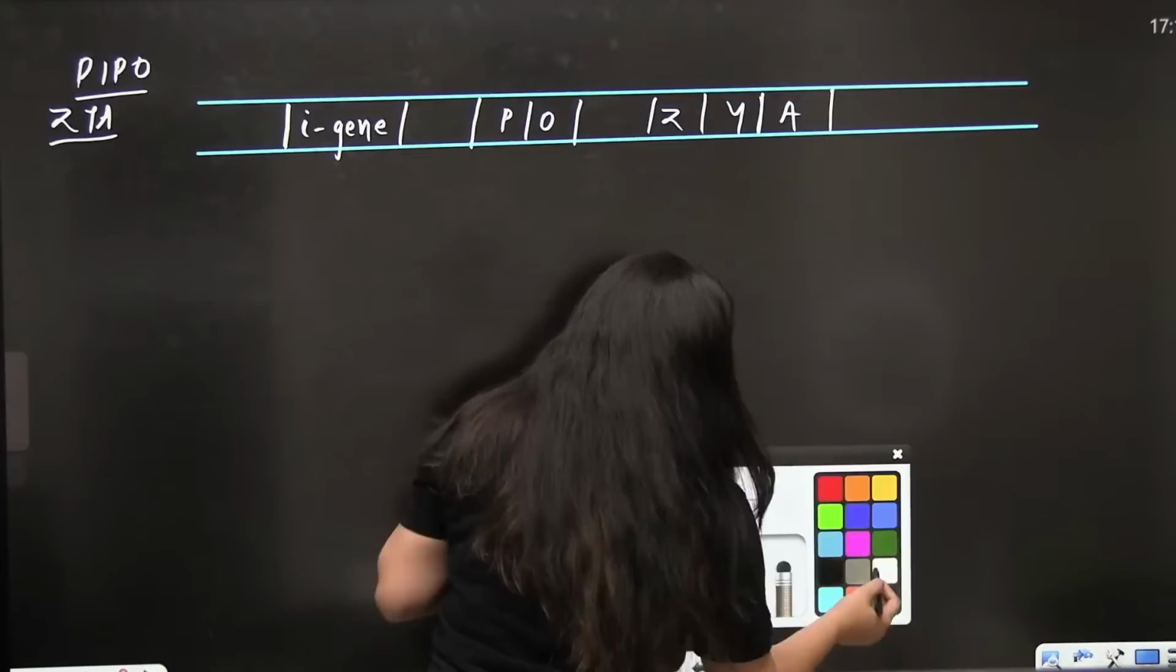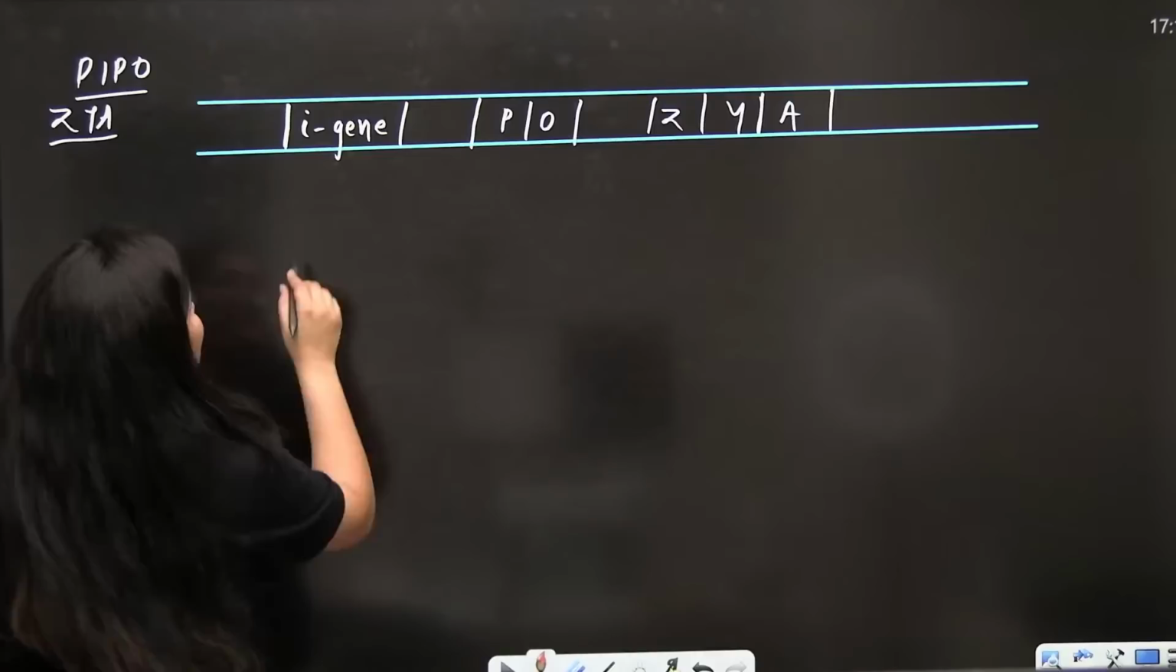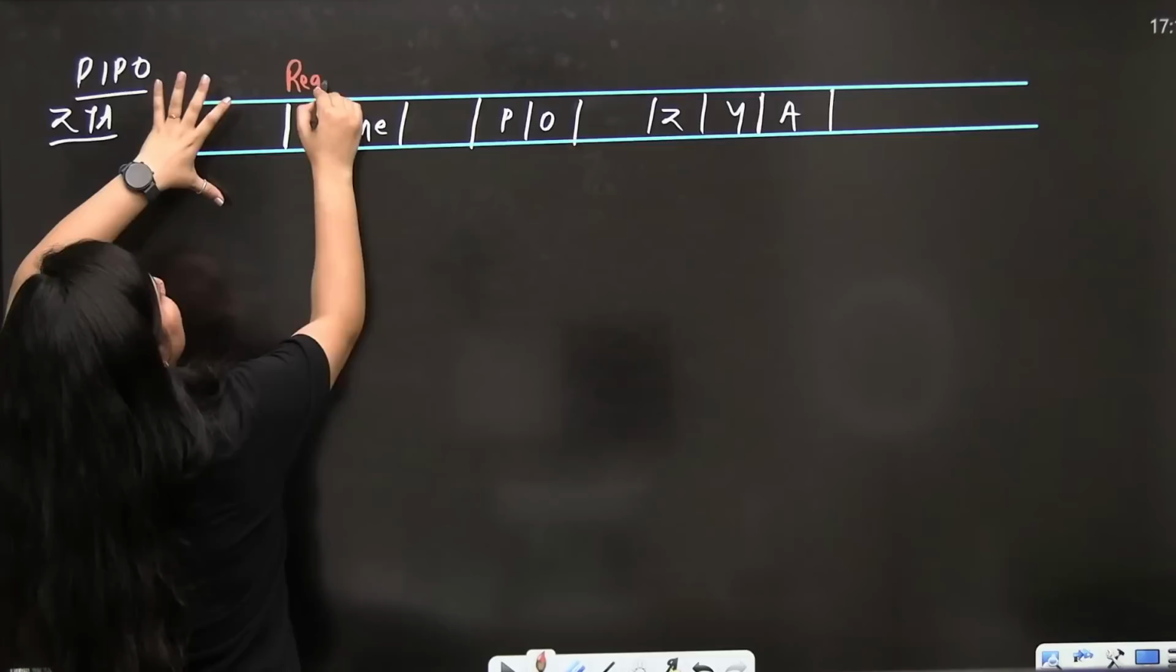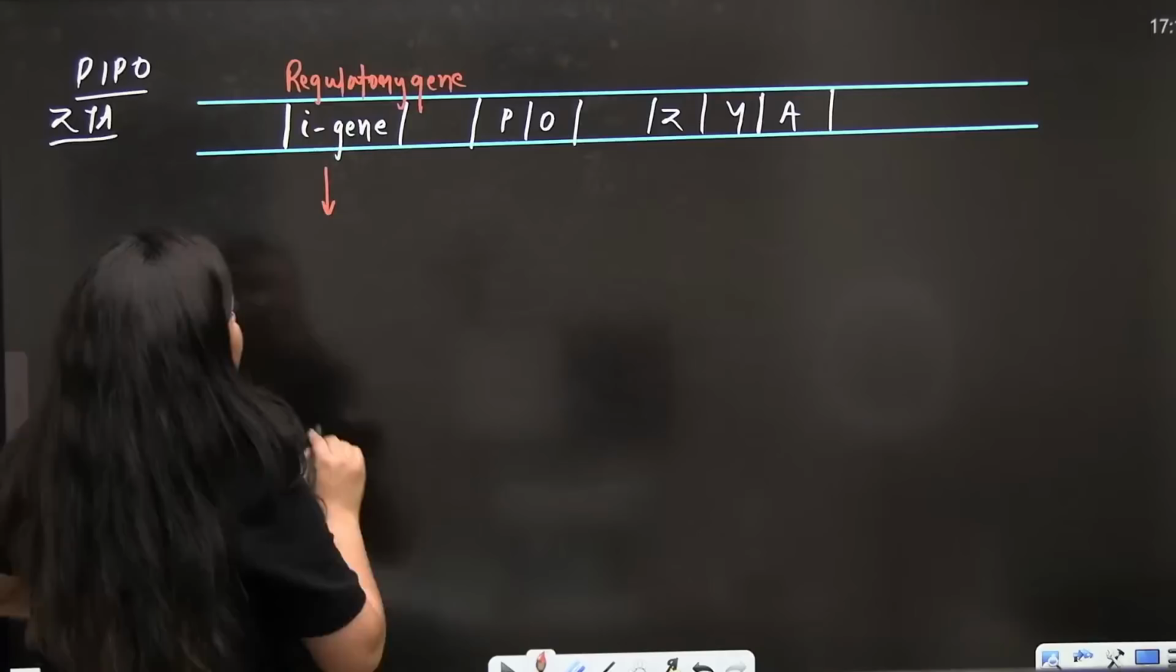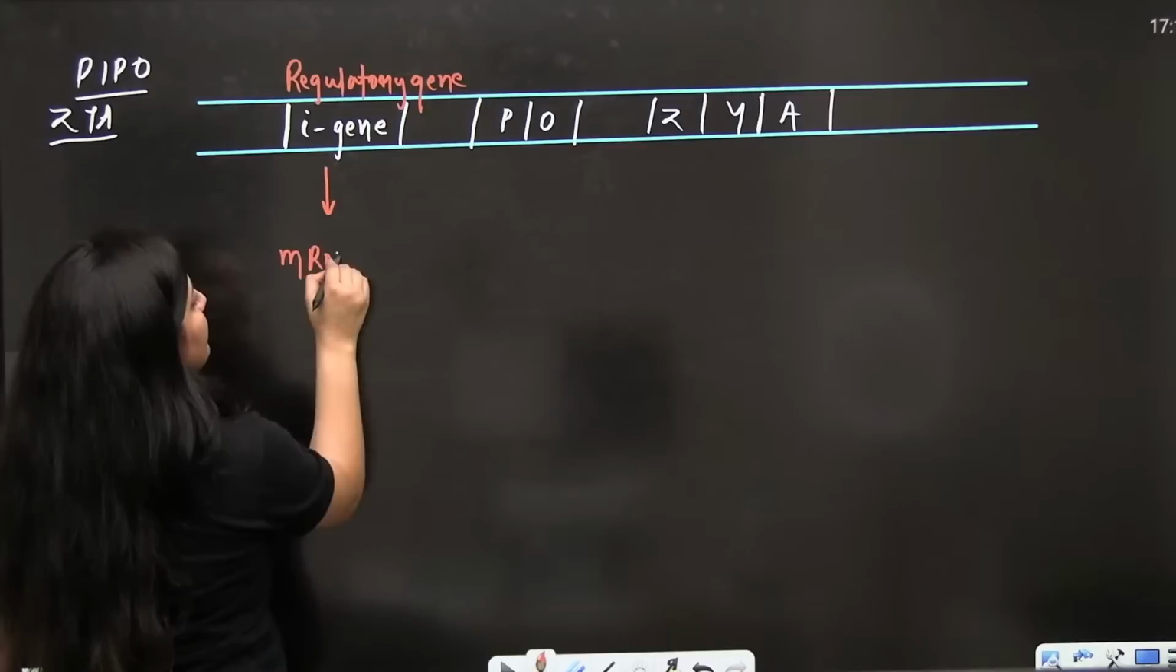What you need to remember in this particular topic, listen to me very carefully. As I said, I here means inhibitor. It is basically the regulatory gene having its own promoter here. In the case of the lac operon, because by default it is switched off, what does this I gene form? It forms the inhibitor. This gene will form the mRNA.